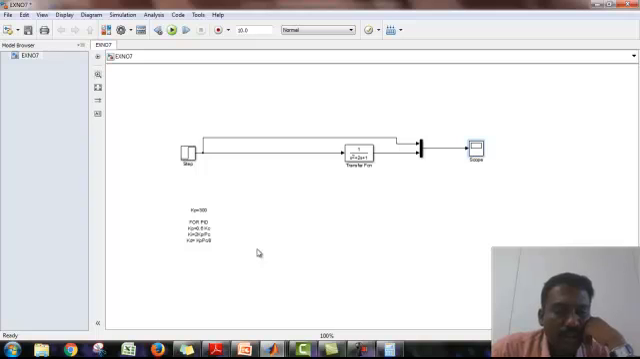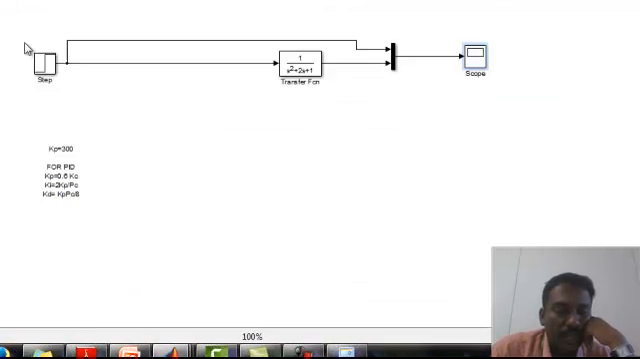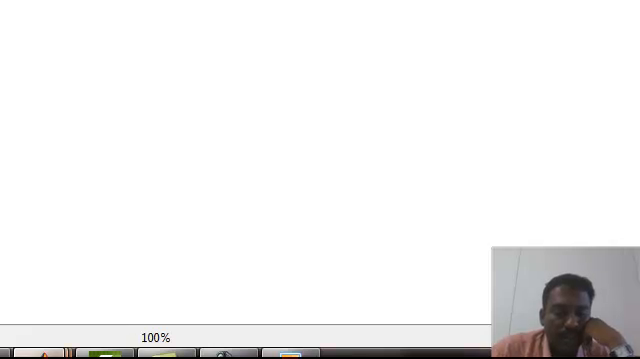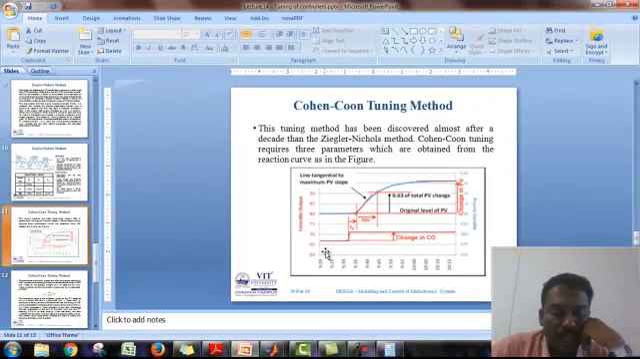I have already taken different systems for the same transfer function system. I'm giving it without any PID controllers. Right, this is an open loop system. The system is framed as an open loop system. This is a step signal, and this is the response you're getting from the system.